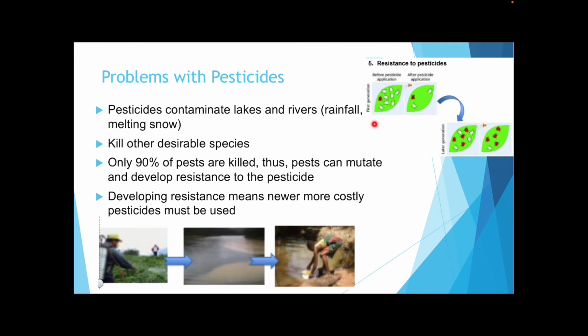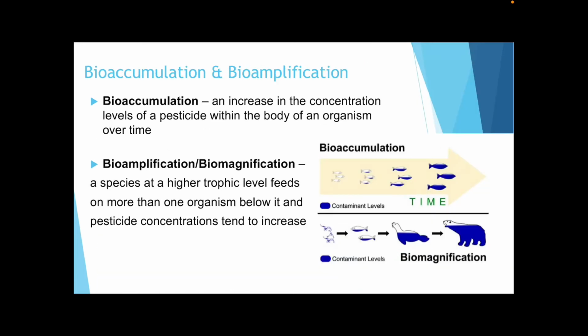As you can see in this image, before pesticide application we have this population of bugs, and afterwards it gets most of them. But there's this one red guy here who is a mutant and is resistant to the pesticide. When these bugs reproduce, they will produce more of these resistant bugs, these red ones, and they will be able to survive the pesticides and they won't be able to be eliminated. And developing resistance means newer, more costly pesticides must be used.